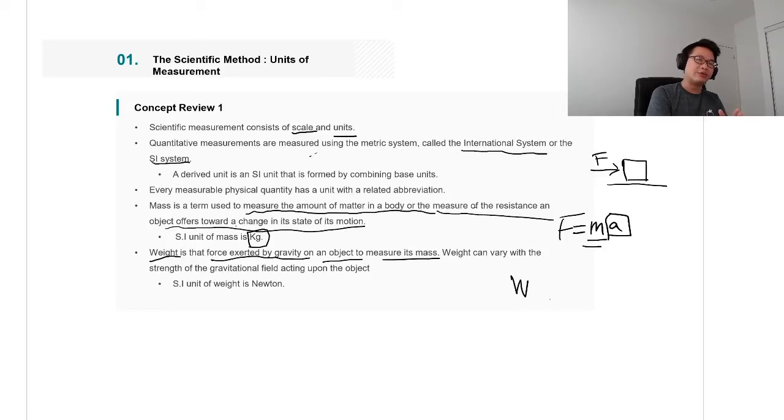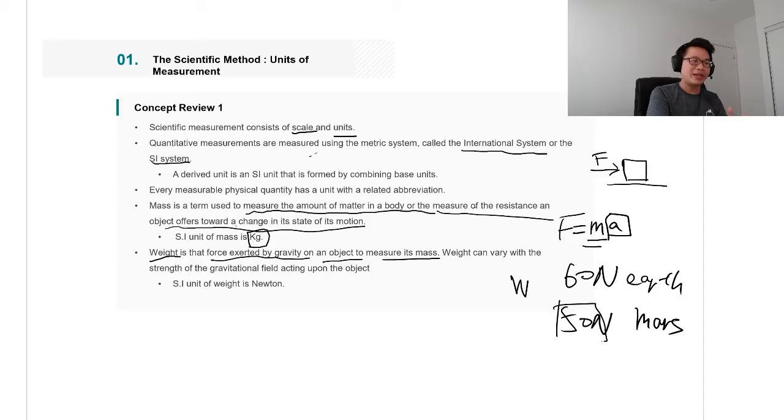For instance, if we are on Earth, let's say I'm 60 Newton, because Earth has a certain gravitational pull. But when I go to Mars, the gravitational pull will be lower, so my weight becomes less. Right now I'm just making up a number. I didn't do an exact calculation, but I just want to show you that the weight will depend on the gravitational force or gravitational pull, or it will depend on the planet.